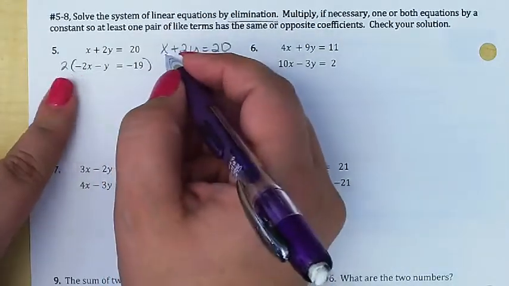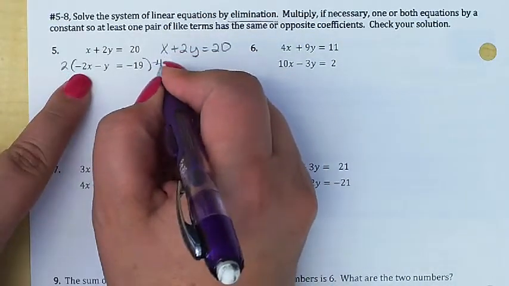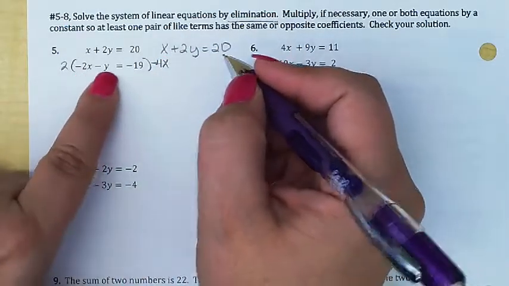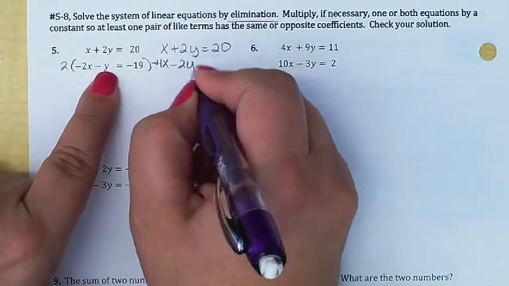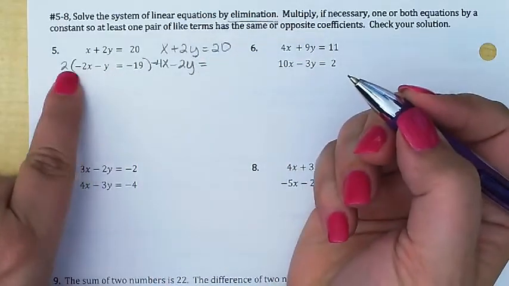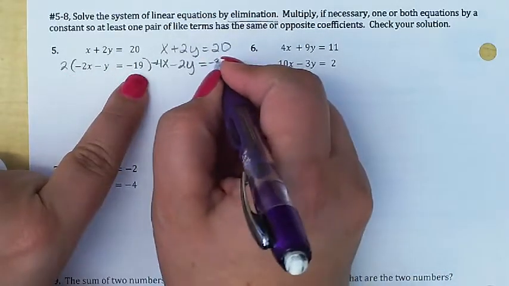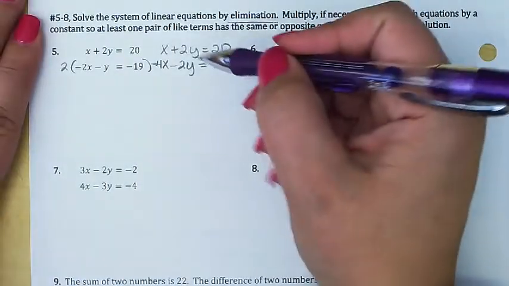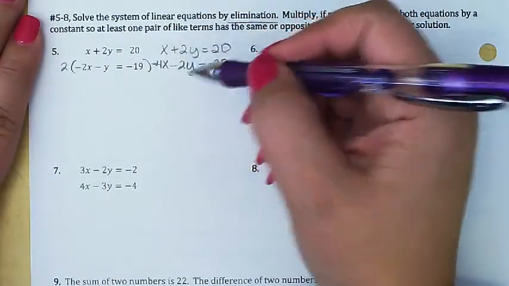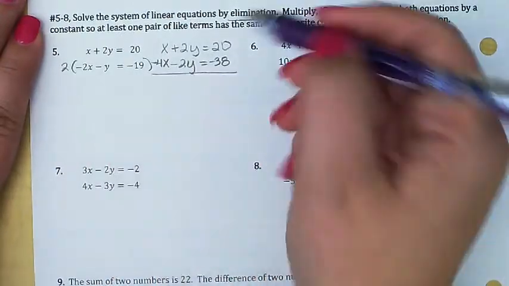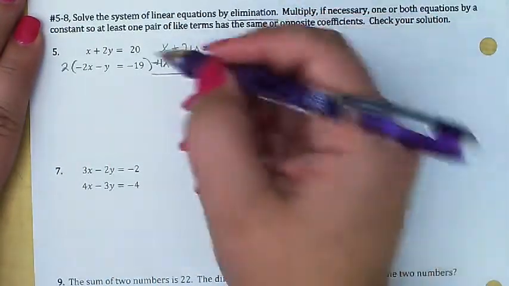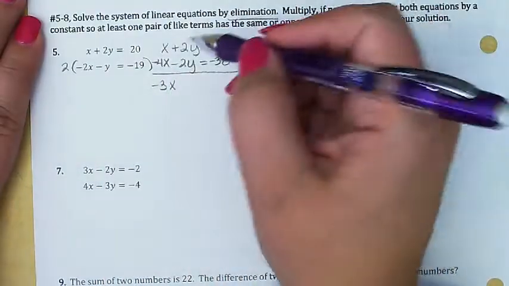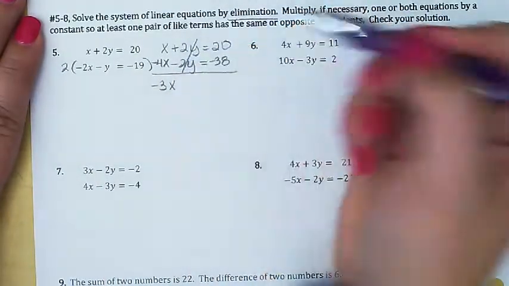So 2 times negative 2 is going to be negative 4x here. 2 times a negative 1 is a negative 2y. And 2 times a negative 19 is a negative 38. Okay. But now I have that exact opposite coefficient. I can drop my line here and combine straight down. 1 and negative 4 is negative 3x. Positive 2 and negative 2 cancel.